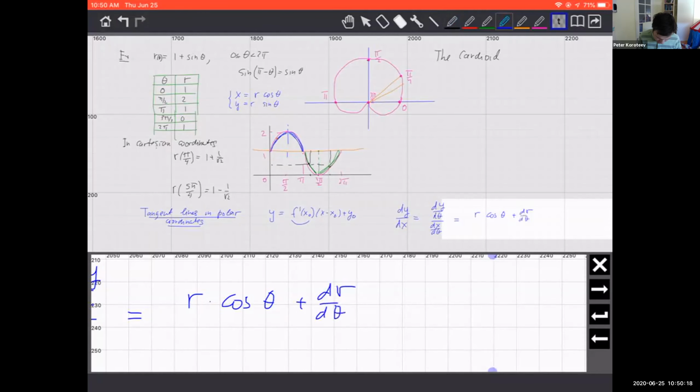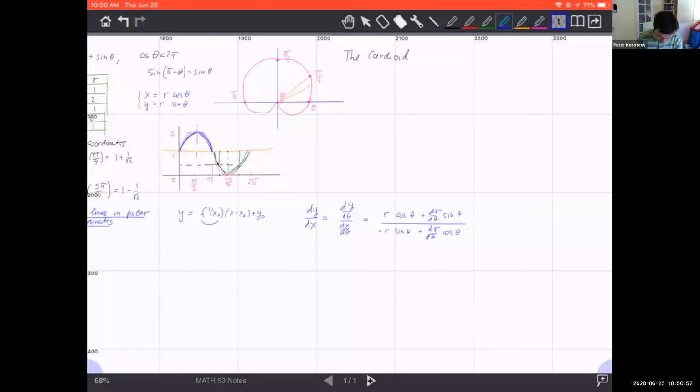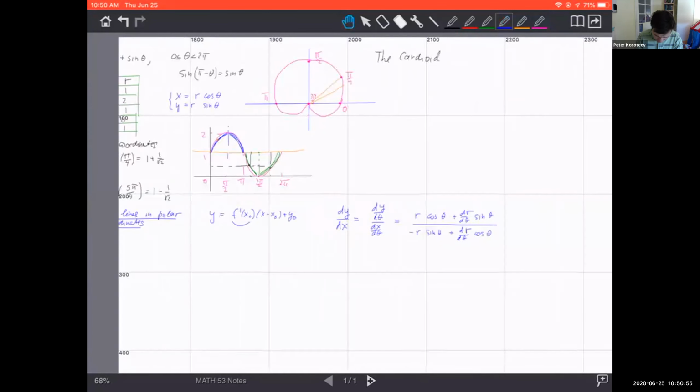dr over d theta times sine theta, divided by dx over d theta, which will be negative r sine theta plus dr over d theta times cosine theta. Right, and that's more or less it. So in general, unless we know more specifically what the formula is, that's all we can get. And that's what happens in general, and we just need to do this calculation for every particular instance that we're faced with.